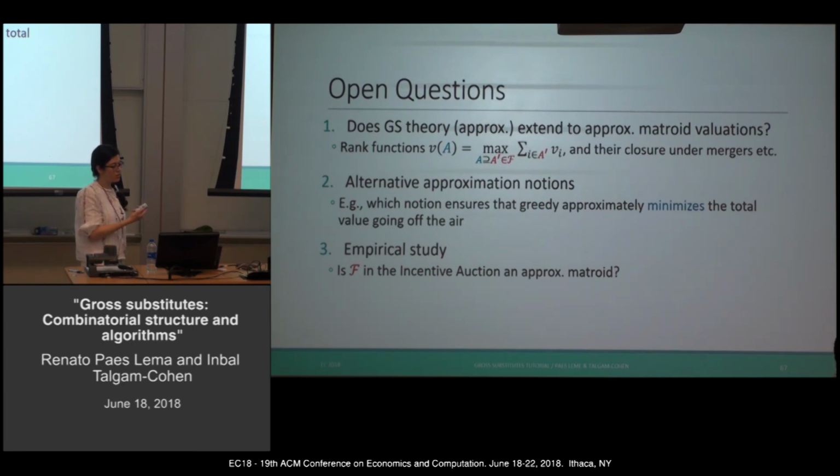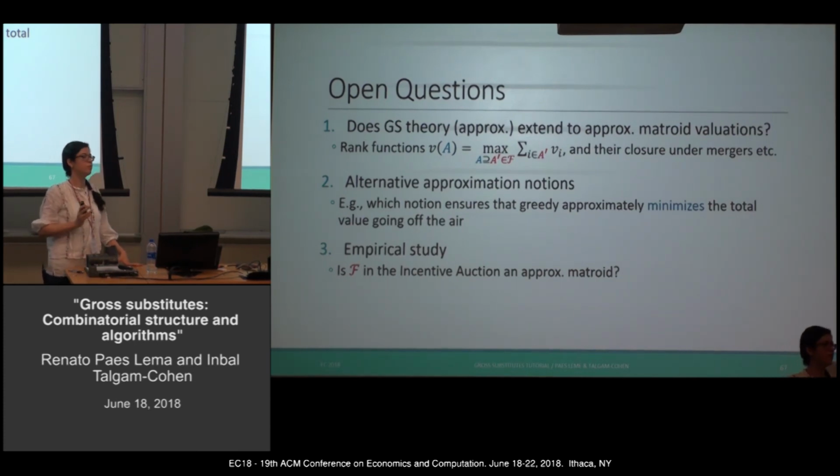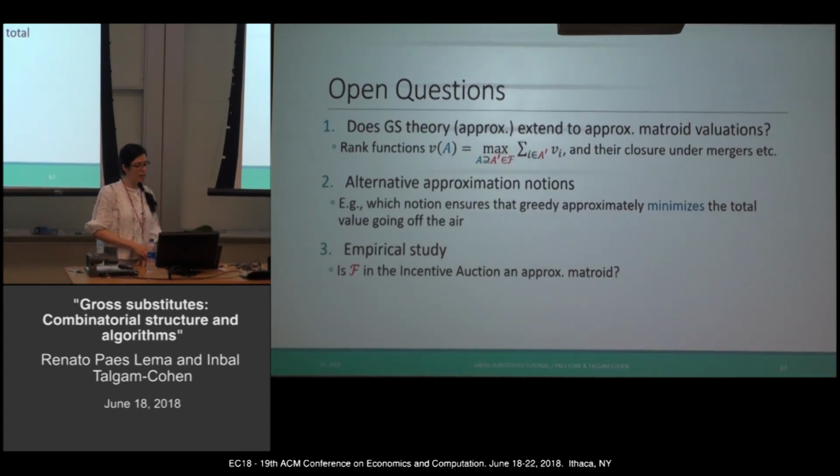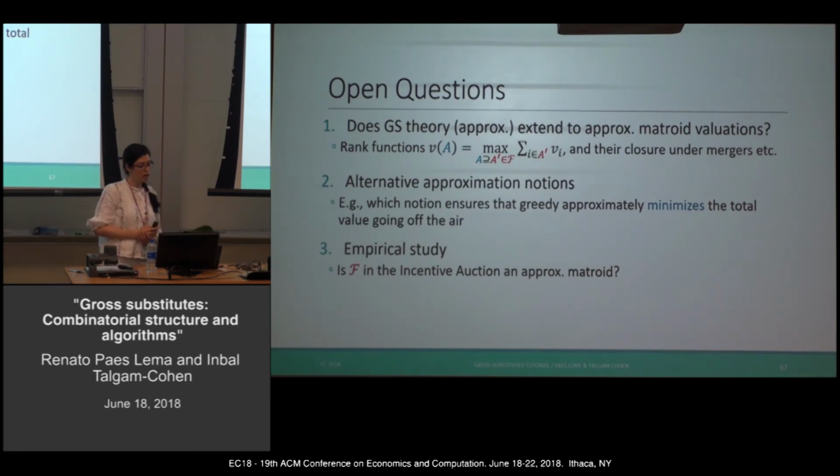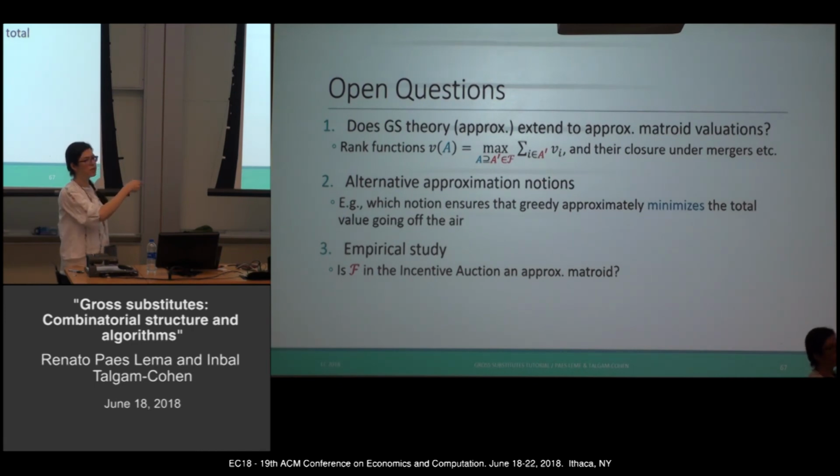And it raises a few questions. So let's say we are convinced by this rho matroid definition. Do the GS nice algorithmic properties extend? For example, can you maximize welfare up to 95% if you have a 95% matroid? So we know that demand works, right? We saw this greedy gives you 95%, but the question is, what can you get for welfare? And then, alternative approximation notions.